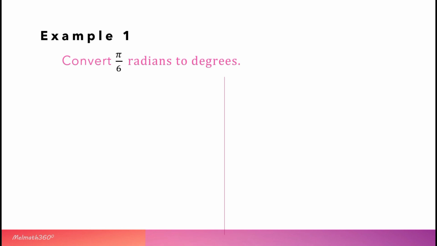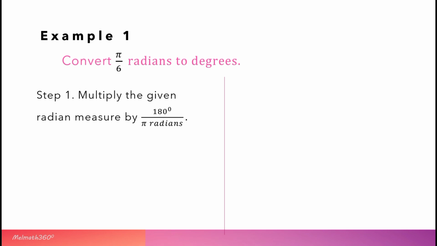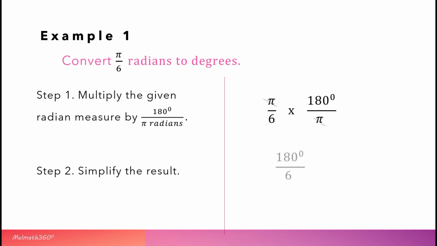For example, convert pi over 6 radians to degrees. The first step is to multiply the given radian measure by 180 degrees over pi radians. Pi over 6 times 180 degrees over pi. Then simplify the result. Cancel pi. 180 degrees over 6 is equivalent to 30 degrees. Pi over 6 equals 30 degrees.